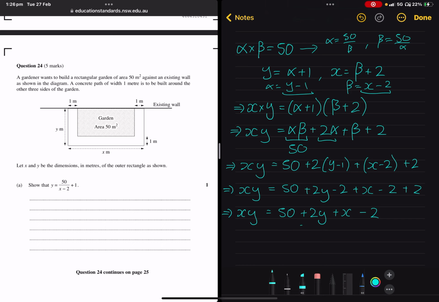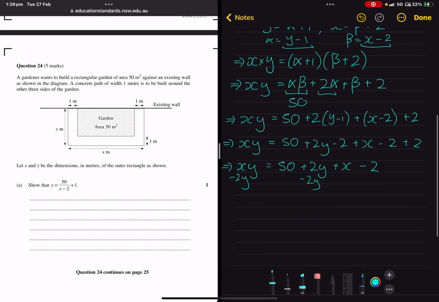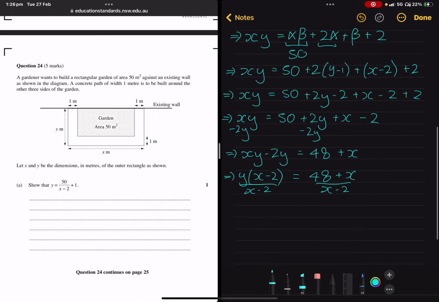So what we're going to do is subtract 2y from both sides. This is going to get us xy minus 2y is equal to 50 minus 2, which will be 48, plus x. We're going to factor. So we have y in front of x minus 2, and then this is going to be equal to 48 plus x. Divide both sides by x minus 2. This is going to give us y is equal to 48 plus x over x minus 2.